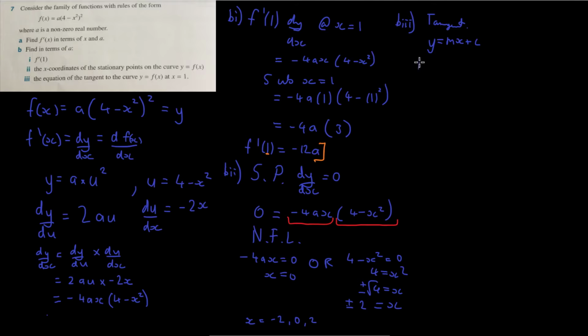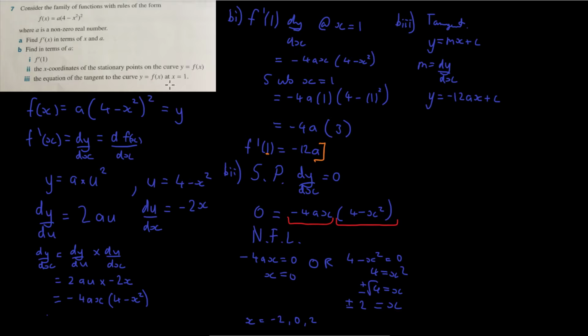So let's write that a little bit clearer. m is equal to dy/dx. It's just our gradient. At a specific point at 1, we know that the m value is negative 12a. Well, let's write that down. Let's sub it in. y equals negative 12a times x plus c. Now, to work out a tangent, you need your m value and your c value. We don't have c.